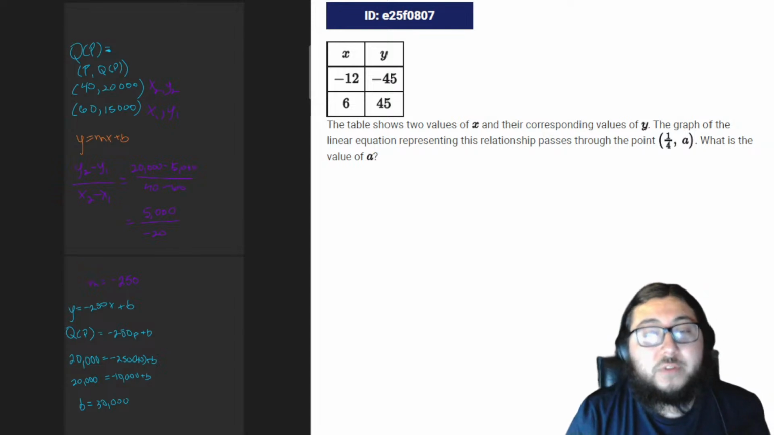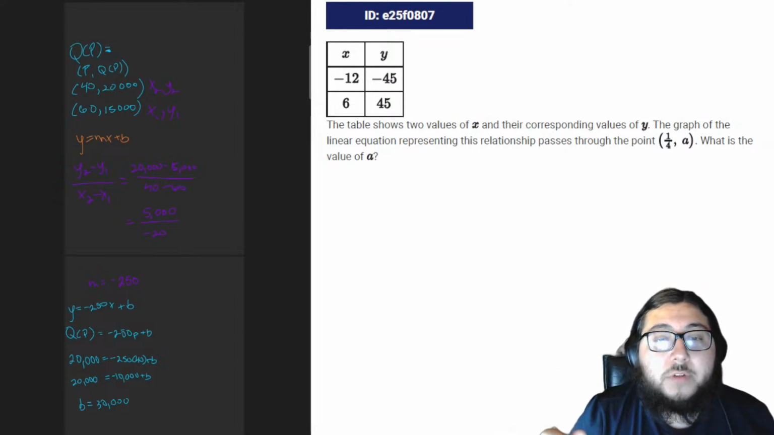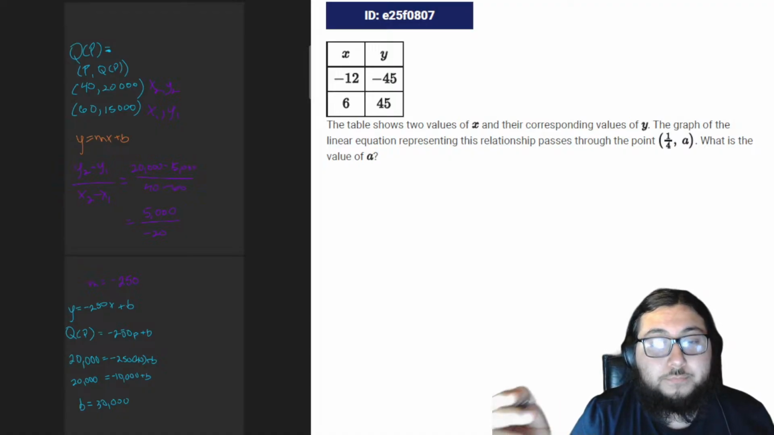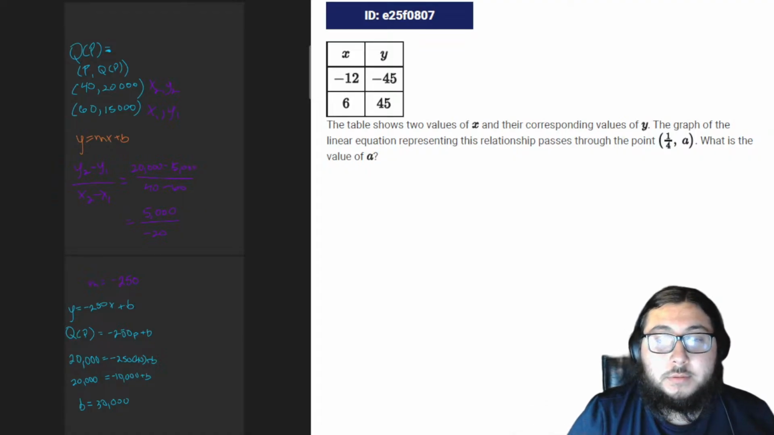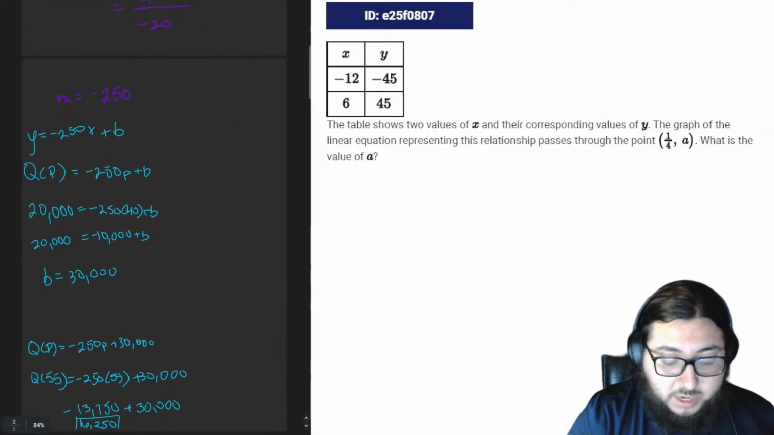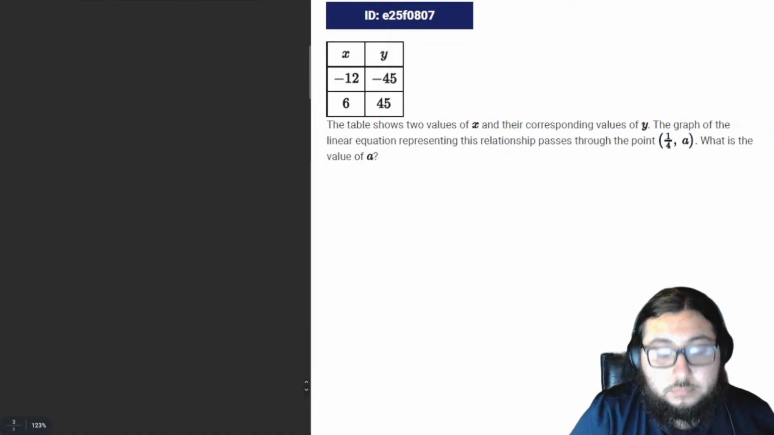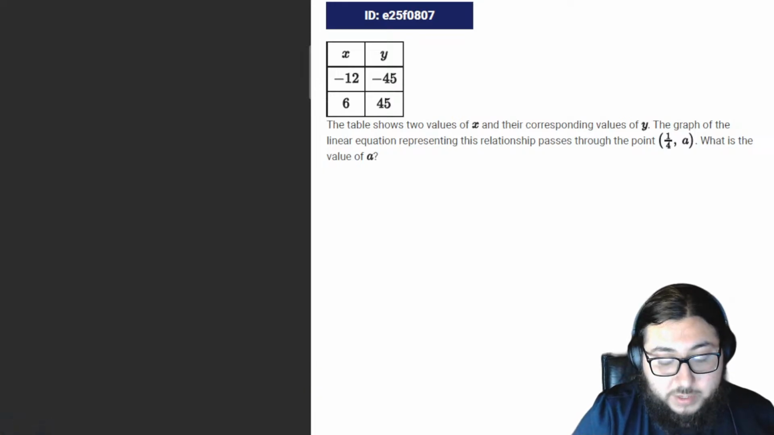The table shows two values of x and their corresponding values of y. The graph of the linear function representing this relationship passes through the point 1/4, comma a. What is the value of a? Well, similar to the last problem, we know that this is a linear function, and we can calculate the slope based on the information that we have.